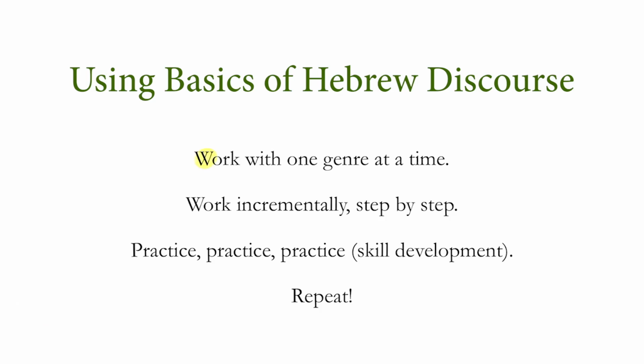First, work with one genre at a time. That is, spend some time working exclusively with Hebrew prose or narrative. And once you are comfortable in that genre with all the different tools and markers of Hebrew discourse, then move to Hebrew poetry. Don't try to go back and forth learning them both. Master one first, and then come back and master the second.